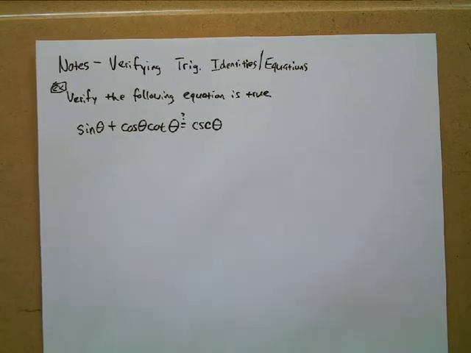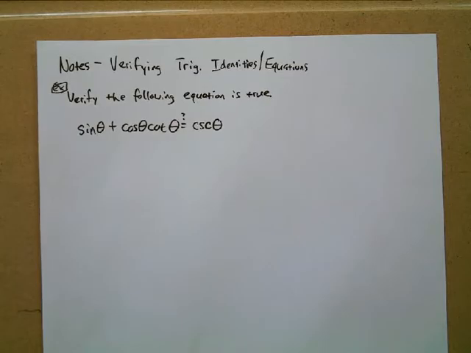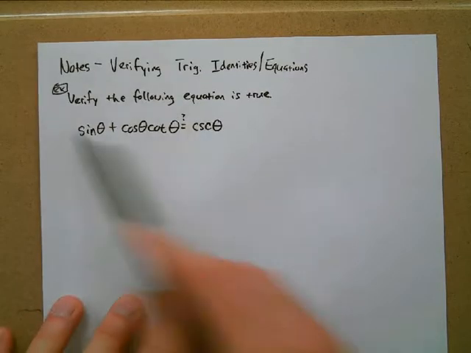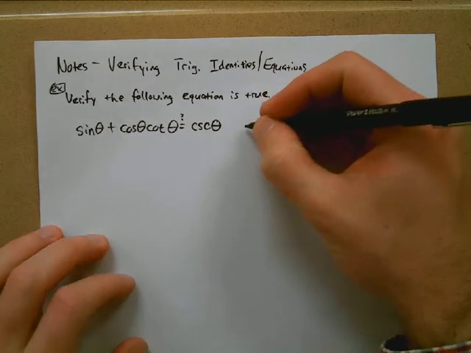What we really want to do is manipulate just one side, normally the left-hand side, and manipulate that down to look like that cosecant of theta. So, if we look at what we've got here, sine theta plus cosine theta times cotangent theta. Following one of our typical strategies, the first thing we should try is to rewrite in terms of sine and cosine. Maybe that will help.